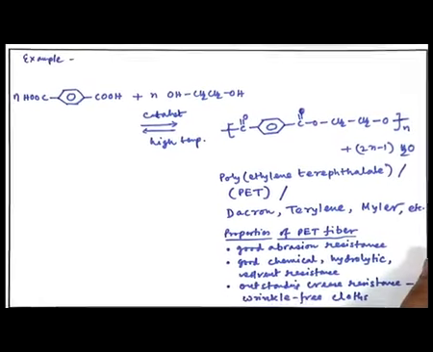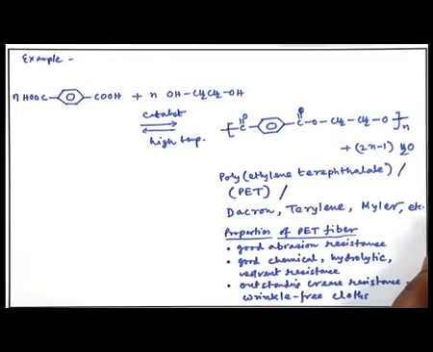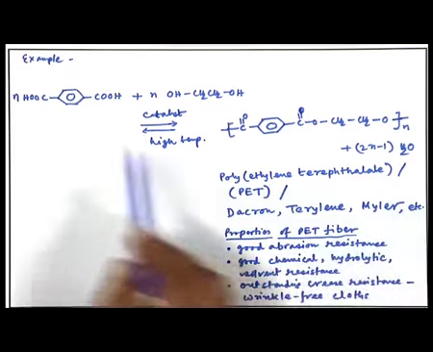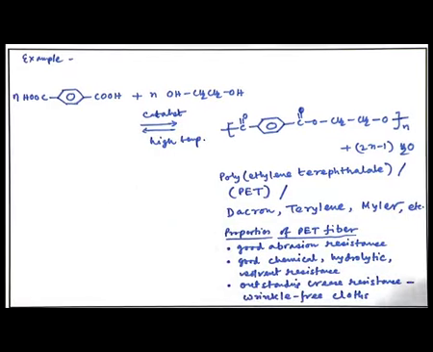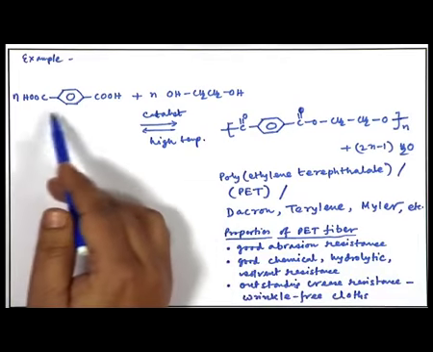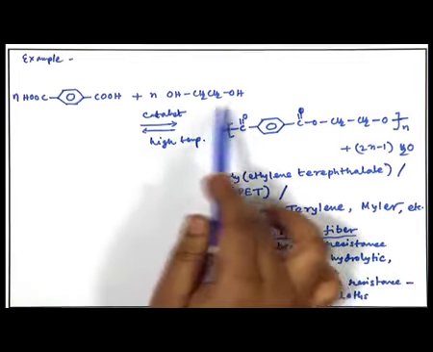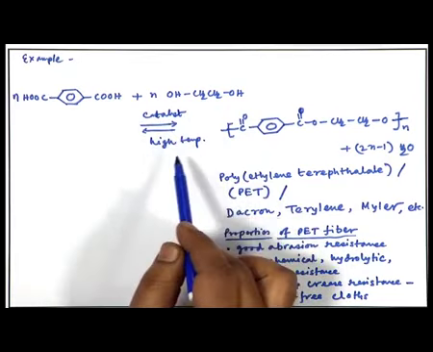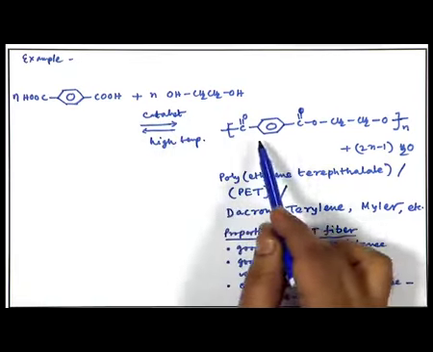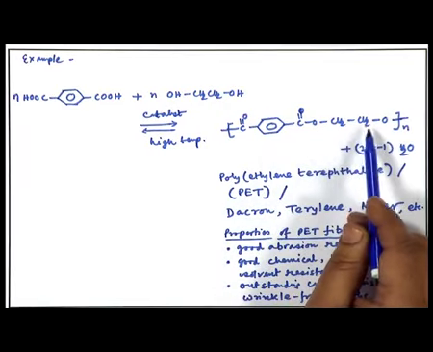Now, the most common polyester used in the market is synthesized from this, which we discussed earlier as well. This is terephthalic acid and this is ethylene glycol. In the presence of catalysts, mostly acid catalyst, at high temperature, it generates this polyester.